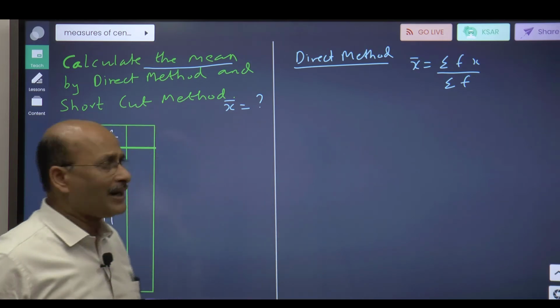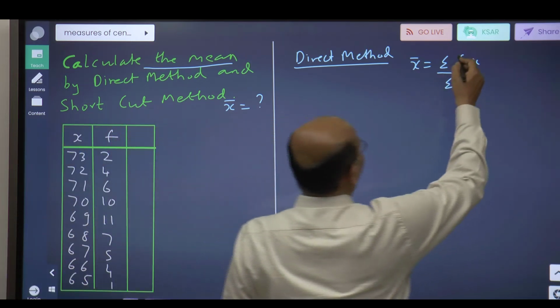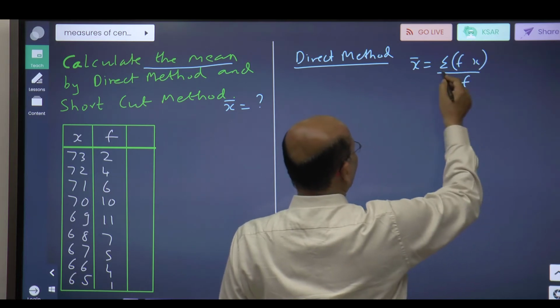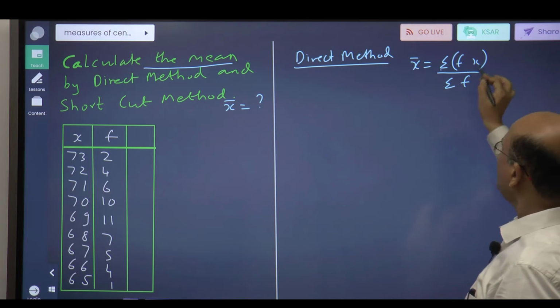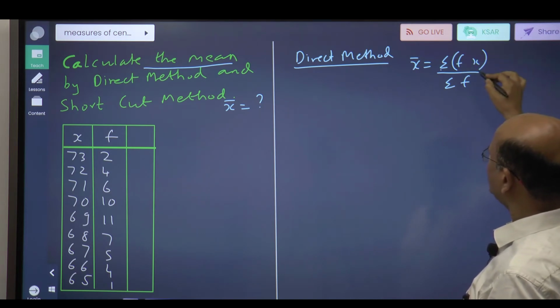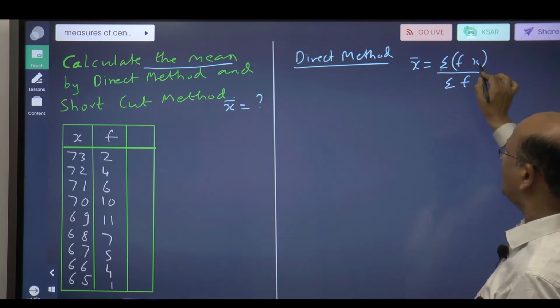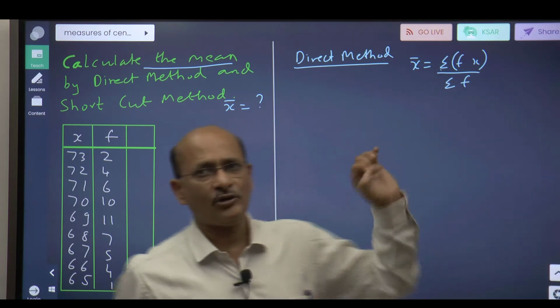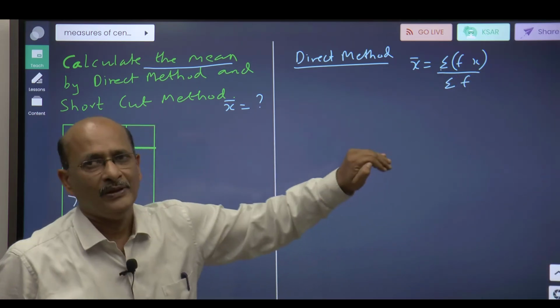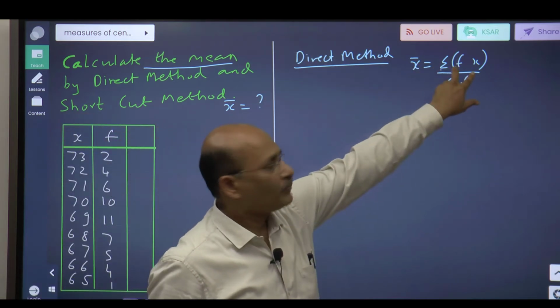One thing I want to remind you: whenever a sigma applies, it applies to this complete set, keep that in mind. The sigma applies to this complete set, it does not apply to only f or only x, it applies to the product. That is the big sigma, you also call it sum. So the sum is applied to the product, that is fx.